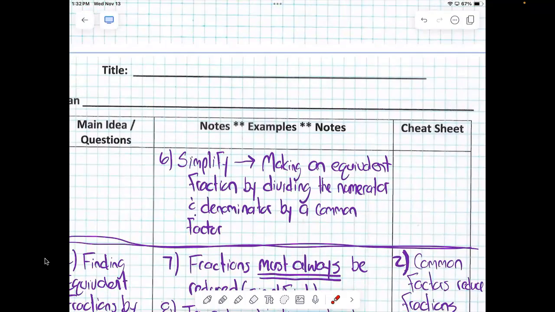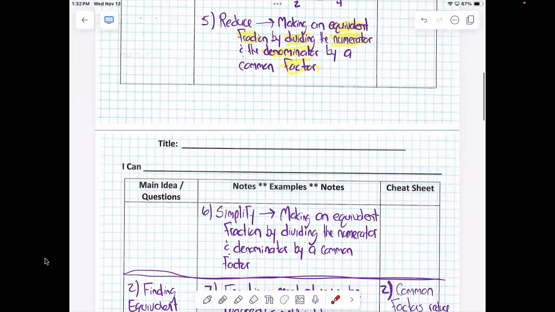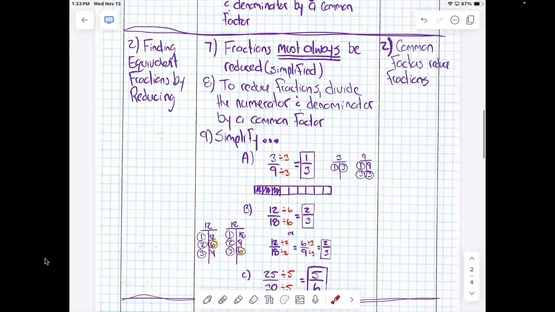Simplify: make an equivalent fraction by dividing the numerator and denominator by a common factor. Are those the exact same definitions? Yes. So are reduce and simplify the exact same thing? Yes. They mean the same thing? Yes. Finding equivalent fractions by reducing.